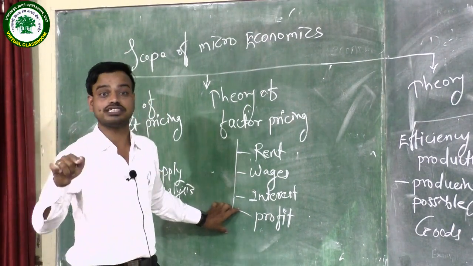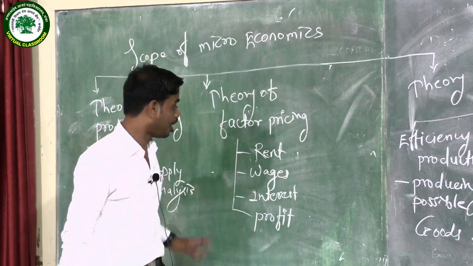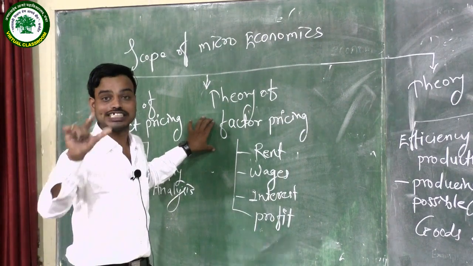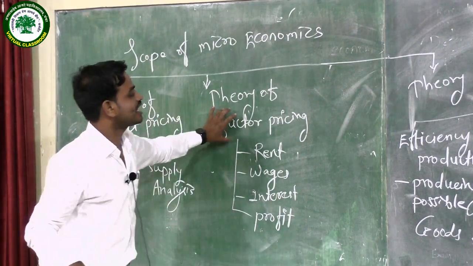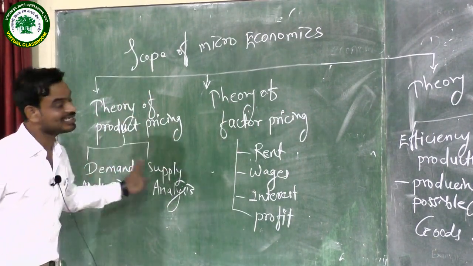Means if any businessman wants to start any business, then that businessman first of all focuses on all the contents, means the maximum satisfaction of the consumer. Remember one thing, product pricing and factor pricing. There are 2 terms. Product pricing is related to demand and supply.